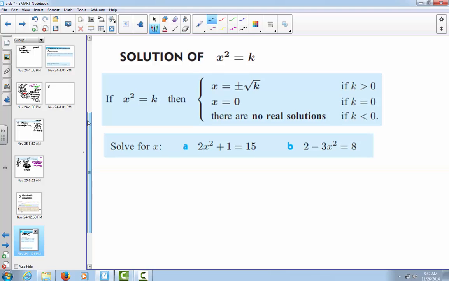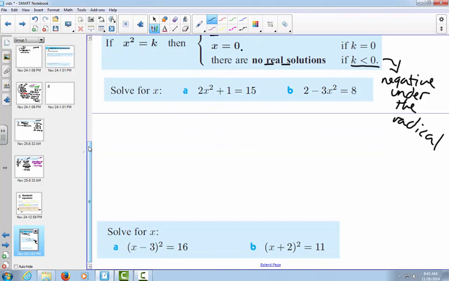But you have 3 possibilities. When you solve for x and take the square root, there are 2 solutions. It can be negative or positive. That's why we have this symbol right here: plus or minus the square root of k. Or x can equal 0, or there are no real solutions. No real solutions means k is less than 0. How do we know that? There's a negative under the radical. We can't solve for that.